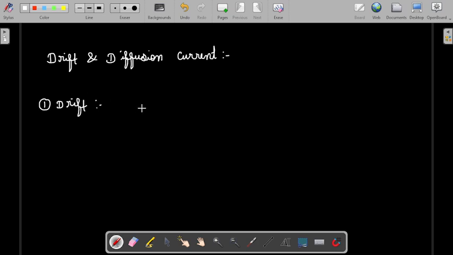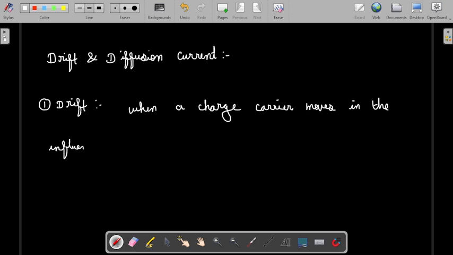Drift is the same as drift velocity. When there is an electric field, which may be internal or external, that is not our concern here, the charge carrier, N or P, moves under the influence of the electric field. This is what produces the drift current.